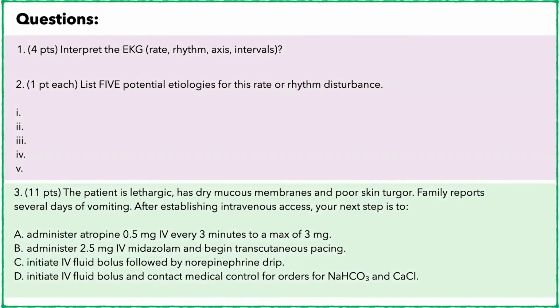and it has to be a significant problem, which is a treatment decision, and with a very specific answer that they have to commit to. So in this case, they get a little bit more clinical history where the patient's lethargic, has dry mucous membranes, and poor skin turgor. The family reports several days of vomiting, and after establishing IV access, your next step is to X. And then those are essentially the 4 options that they have.